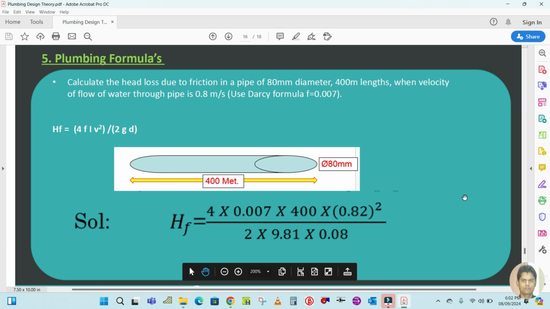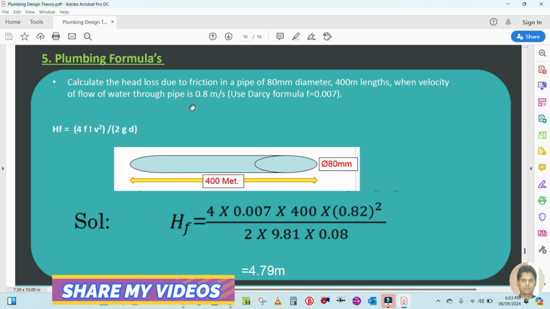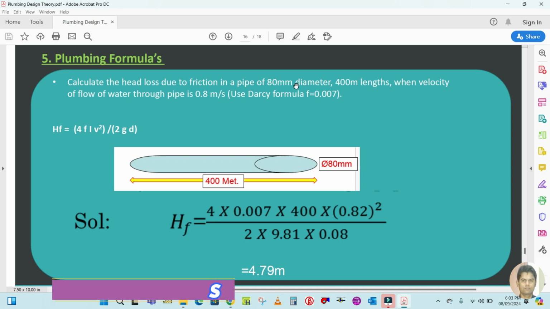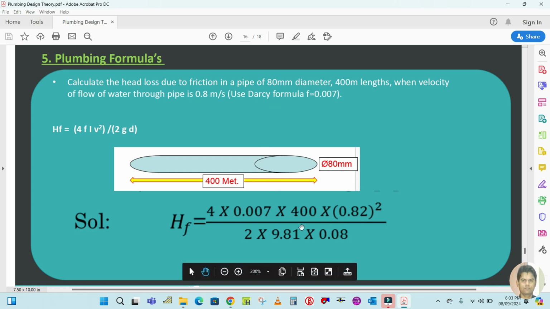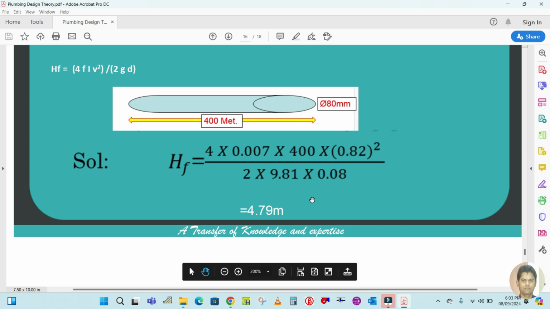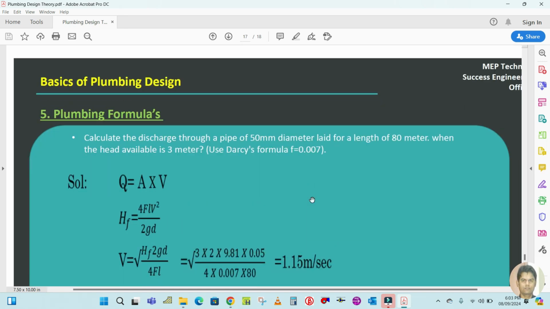You can see f is already given, 0.007. L is the length of the pipe, already given as 400 meters. V is the velocity, also given, 0.8 meter per second, g is 9.8, and the diameter of the pipe is also given, 80 mm, so you have to convert it into meters. Put these values in this equation and calculate, and you will find 4.79 meters of friction loss.